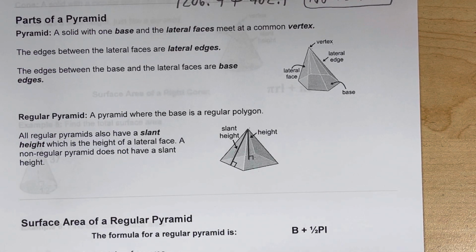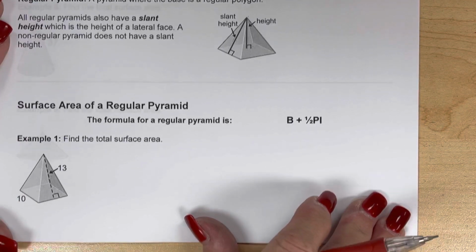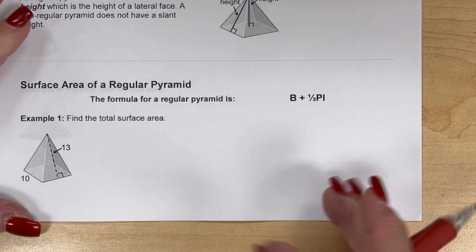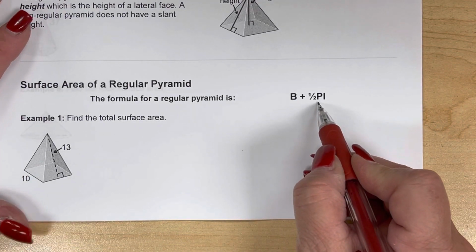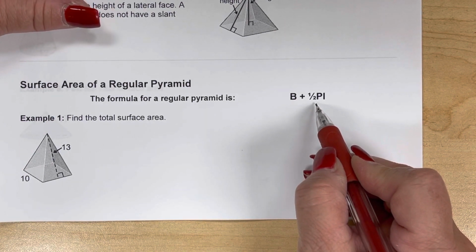So let's take a look at this. If you have a regular pyramid, here is the formula that you're going to follow to find the surface area.